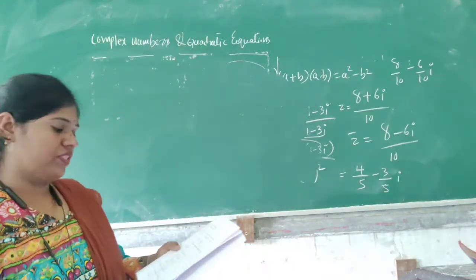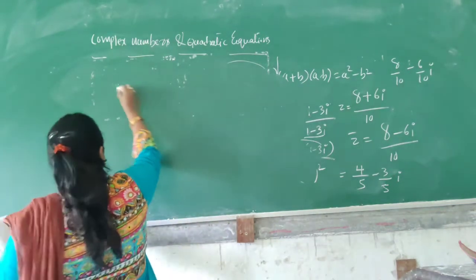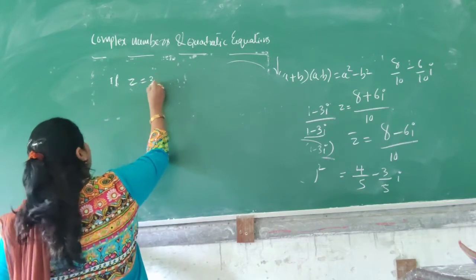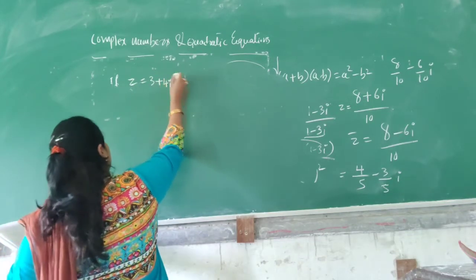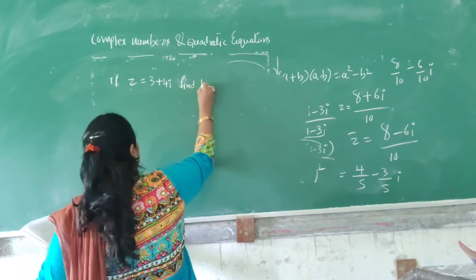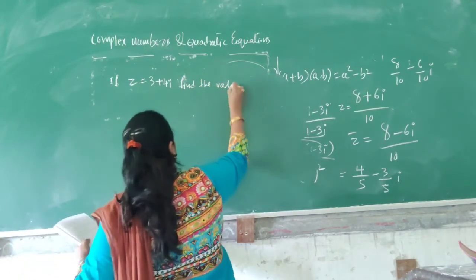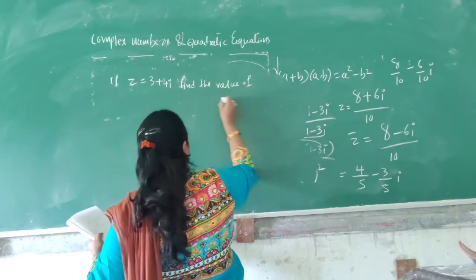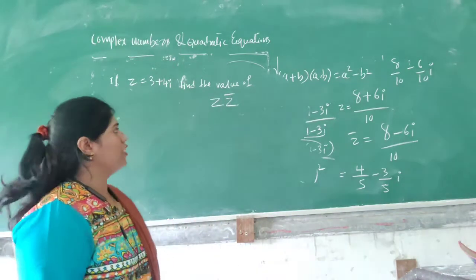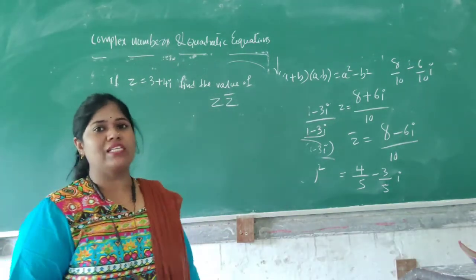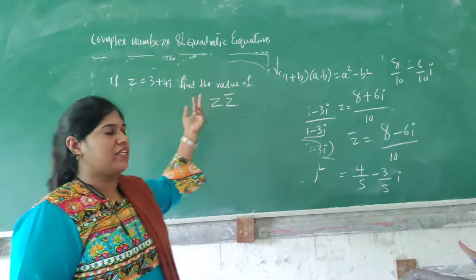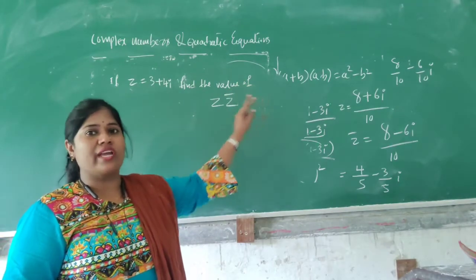Okay, next one. If z is equal to 3 plus 4i, find the value of z bar. We have to find out the value of z bar. What is z bar? Z bar is the conjugate of z.